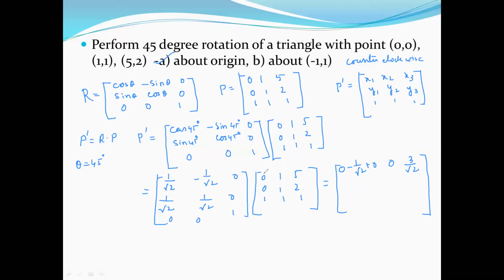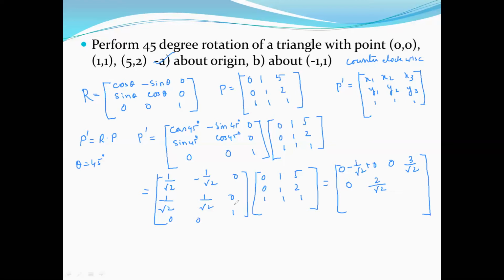So 1 by root 2 into 0, this one into this one, this one into this one. If you do so, you will get this element. All the elements are 0, so it will remain 0. I am not going to the details of the computation, you can do it. 1 by root 2, 1 by root 2, 0, so it will be 2 by root 2. If you compute it, you will get it.